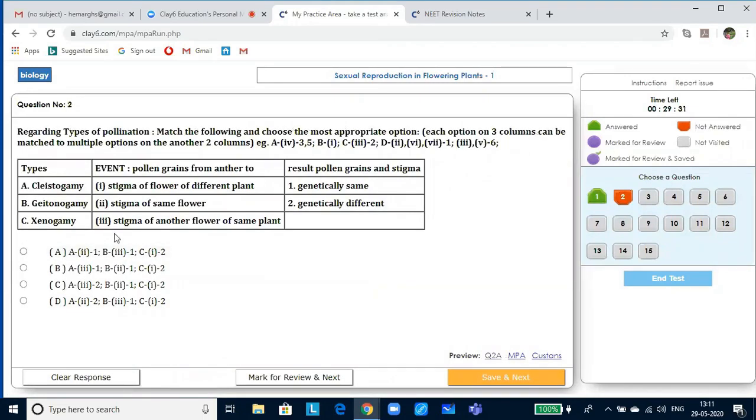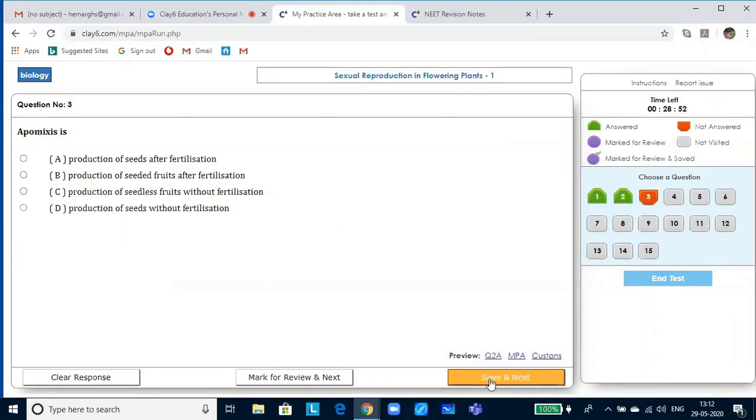Now let us look here. Cleistogamy is a closed flower. So what happens? The stigma of the same flower, it is going to be genetically the same. So it is A2, and 1 we have already selected. Geitonogamy is the stigma of another flower of the same plant, so it is going to be 3. Then it is genetically the same. Xenogamy is the stigma of another, different plant, genetically different. So choice A is the correct answer. Apomixis is production of seeds without fertilization.